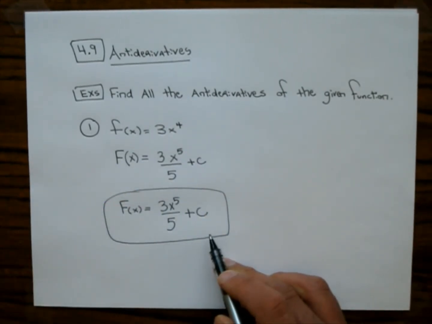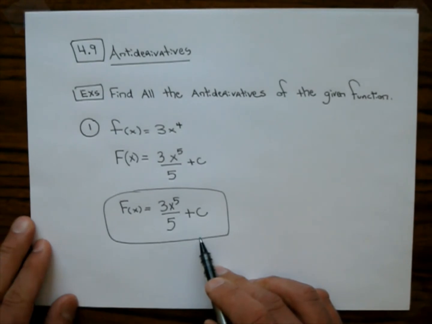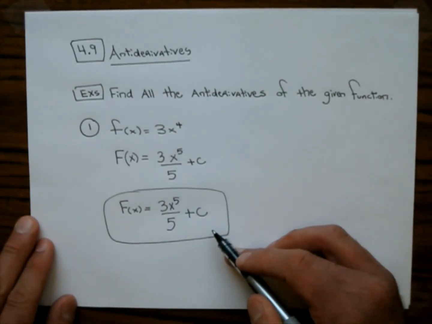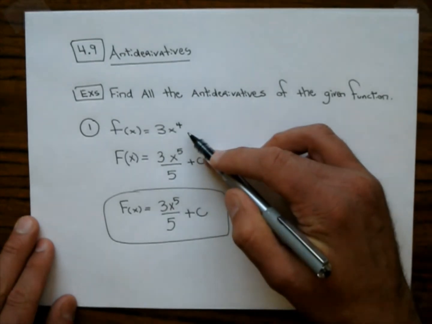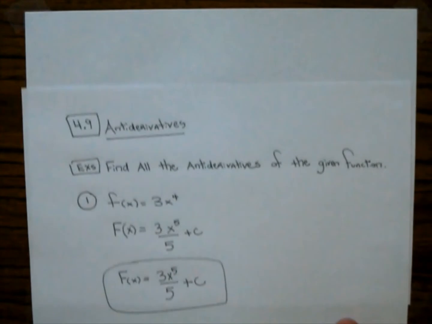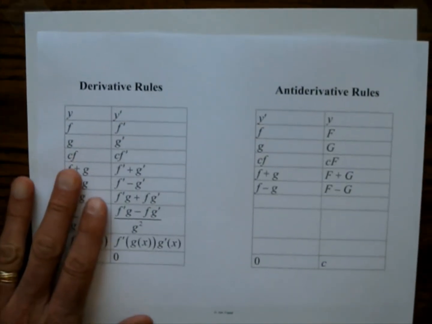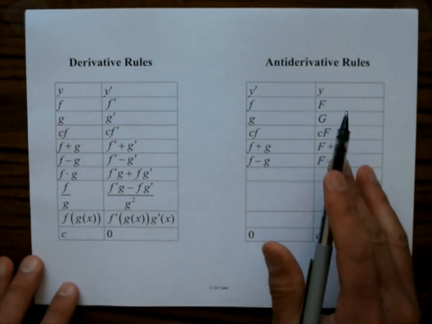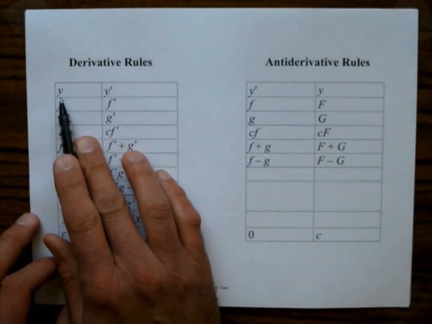It's a family of functions where you take the derivative of any one of those family members, and there are infinitely many of them, and you end up getting this function. So this is what we're doing in 4.9, learning about antiderivatives. I'll include this in the PDFs next to the video on the website. Let's take a look at some derivative rules and some antiderivative rules. So you have a function called y.